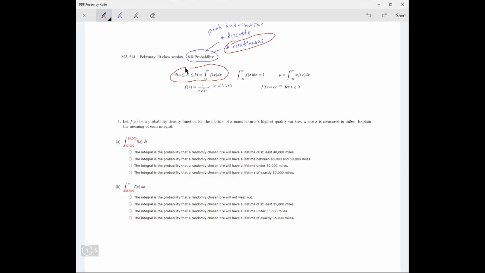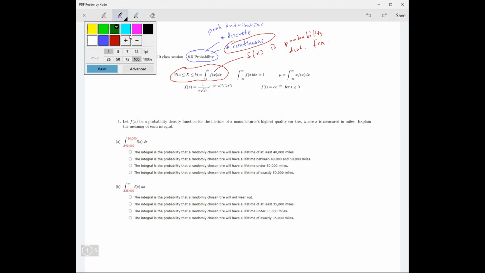So f, in this case, is a probability distribution function, and it can take on any value. Sometimes you can have these take on any value from negative infinity to infinity.